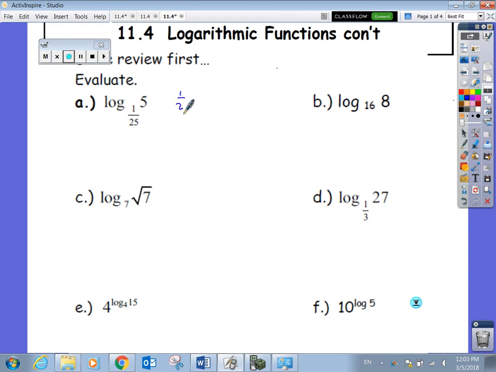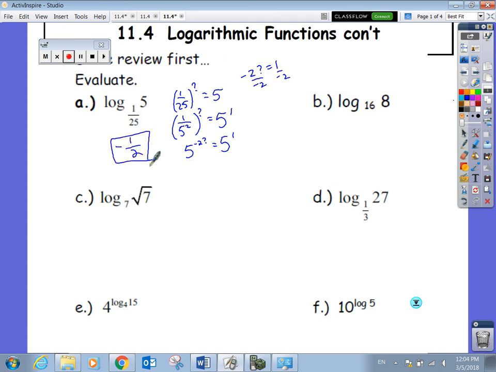So we can say 1 over 25 to the what is equal to 5. We need like bases. So this 25 can be 5 squared. So 1 over 5 squared to the what equals 5 to the first. Even though you have a like base, they both have to either both be in the numerator or both be in the denominator. So we need to bring this up and say 5 to the negative 2 times what equals 5 to the first. And now that you have your like bases, you can say negative 2 times what equals 1. Divide by negative 2, and you get your answer of negative 1/2.